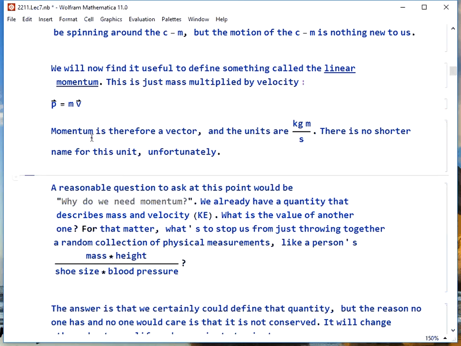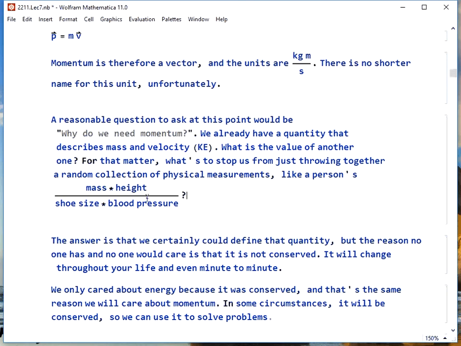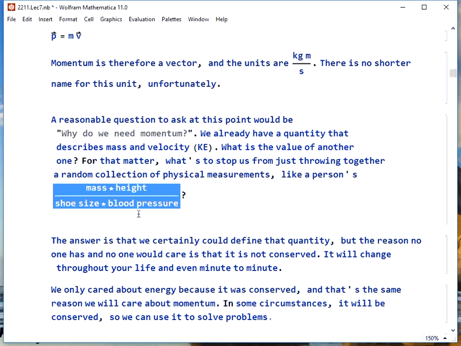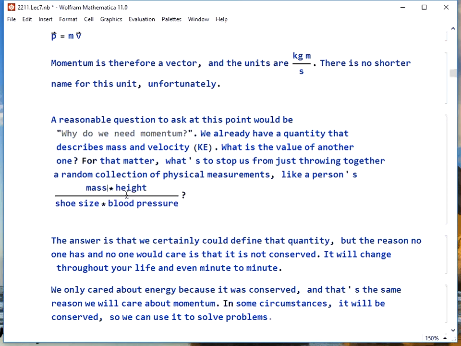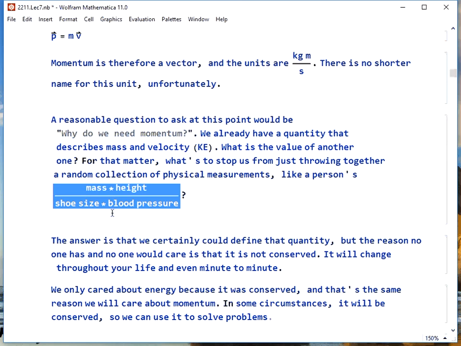And you could ask, why do we have to have momentum at this point? We already have a quantity that describes mass and velocity, kinetic energy. Why do we need another one? Why can we not just have an infinite collection of these with all sorts of weird numbers, whatever weird measurement we want to make, we multiply by it or divide by it or whatever. The reason is, you can do this, but nobody's going to care about the number that you get for this, mass times height divided by shoe size times blood pressure, because it's not conserved. It changes as you get older, heavier, taller, change shoe sizes, and during the day as your blood pressure goes up and down. So there's not really any value to this as far as we know.